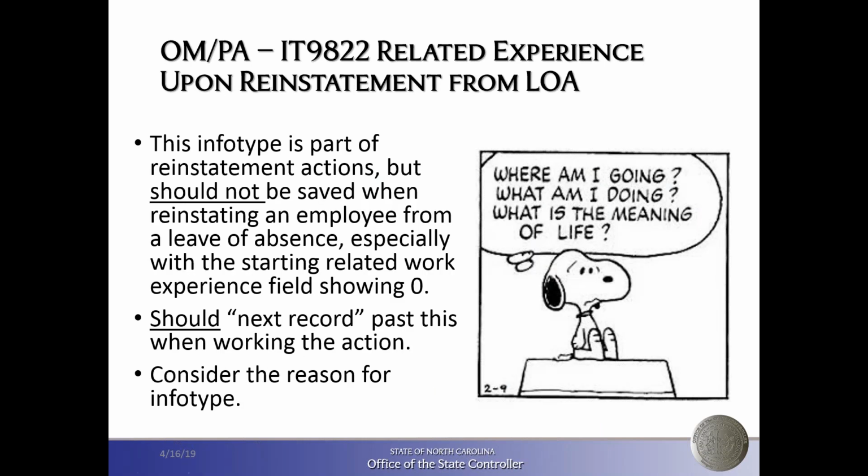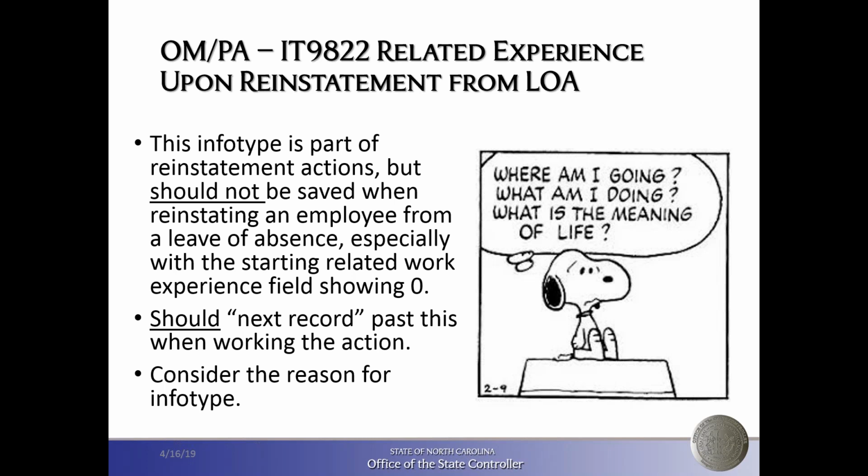The other thing with InfoType 9822 is we're starting to find a lot of these are being saved when folks are reinstating from LOA. So as you know, there's kind of a short list of actions, but there's a lot more reasons. So reinstatement is an action. Whether it's a reinstatement from LOA or reinstatement from employment, it's still a reinstatement, and InfoType 9822 presents itself with a reinstatement action. If you're reinstating somebody from LOA, you should next record pass this, because this is not something that we would save just because somebody is reinstating from LOA.